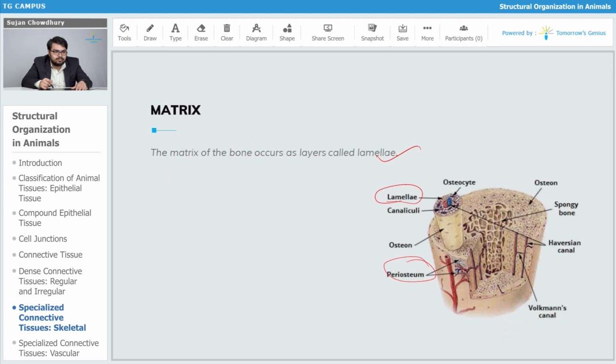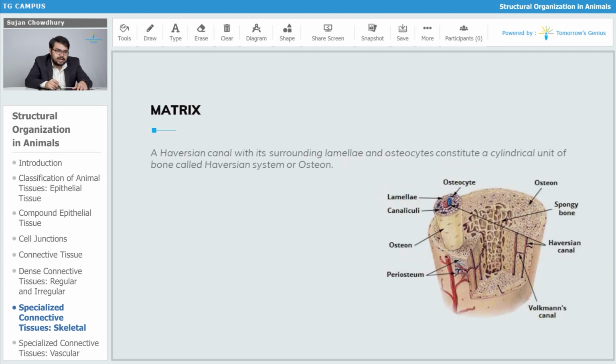Periosteum, the outer membranous layer, the Haversian canals which are present, the canaliculi, structures important for connection between the osteocytes, and here are the osteocyte cells inside the bone. The Haversian lamellae occur around the Haversian canals. A Haversian canal with its surrounding lamellae and osteocytes constitutes a cylindrical unit of bone that is called Haversian system or osteon.